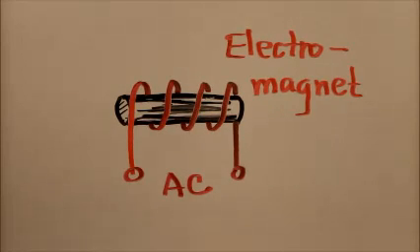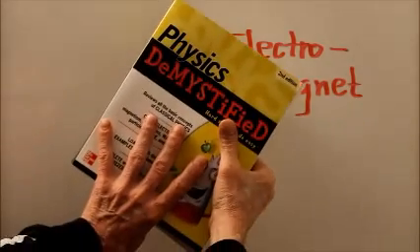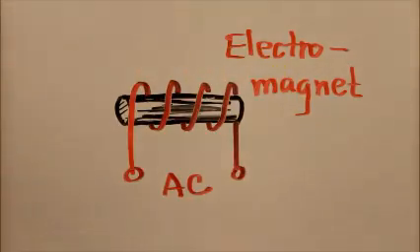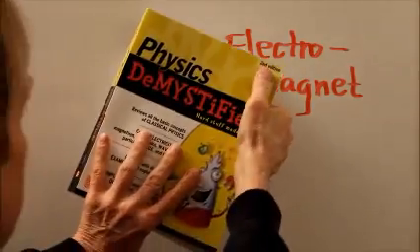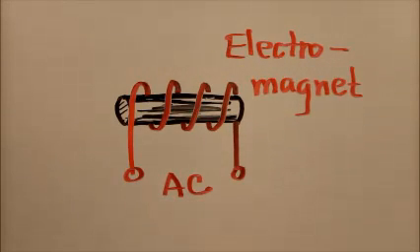Here is an explanation for final exam question number 100 in Physics Demystified, second edition. If you have that yellow printed book, be sure it's the second edition. You'll find it on page 538. We're talking about an alternating current electromagnet.